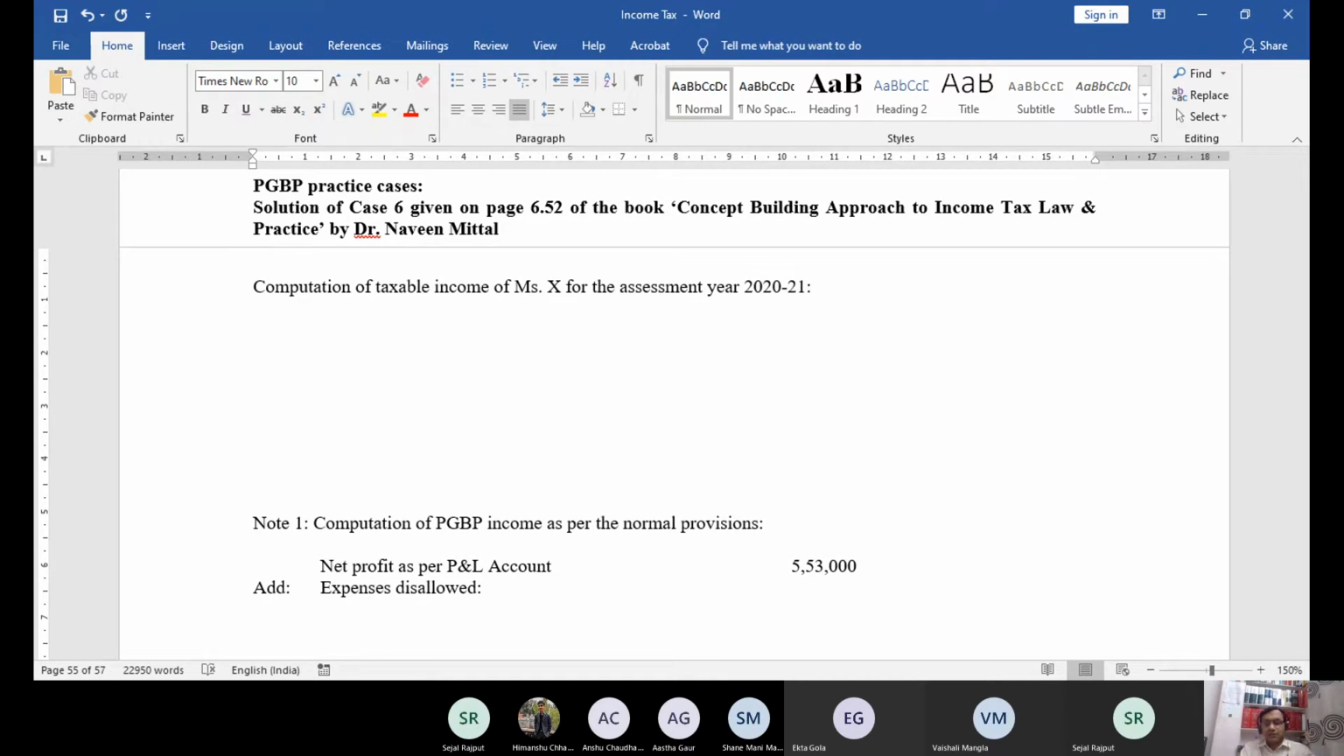Anyone who can tell me this point? Is it correctly shown? Himanshu, can you tell me the treatment of this point? Is salary to proprietor shown on the debit side? Is it correct? Logically, can I show it?